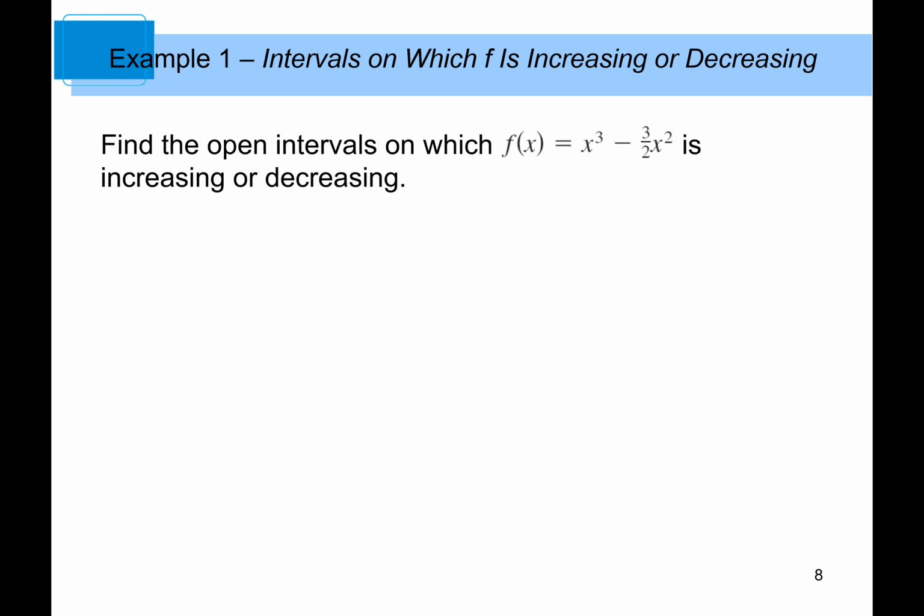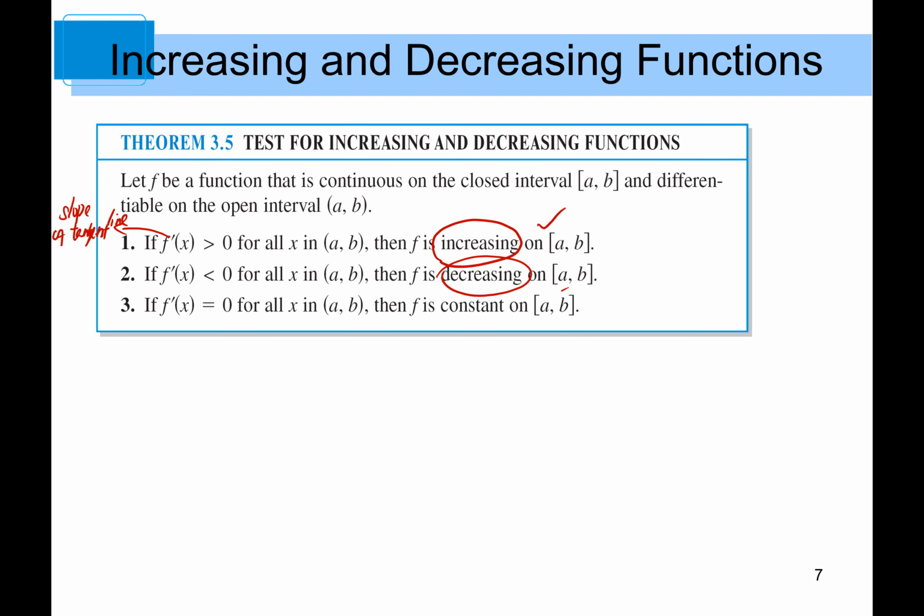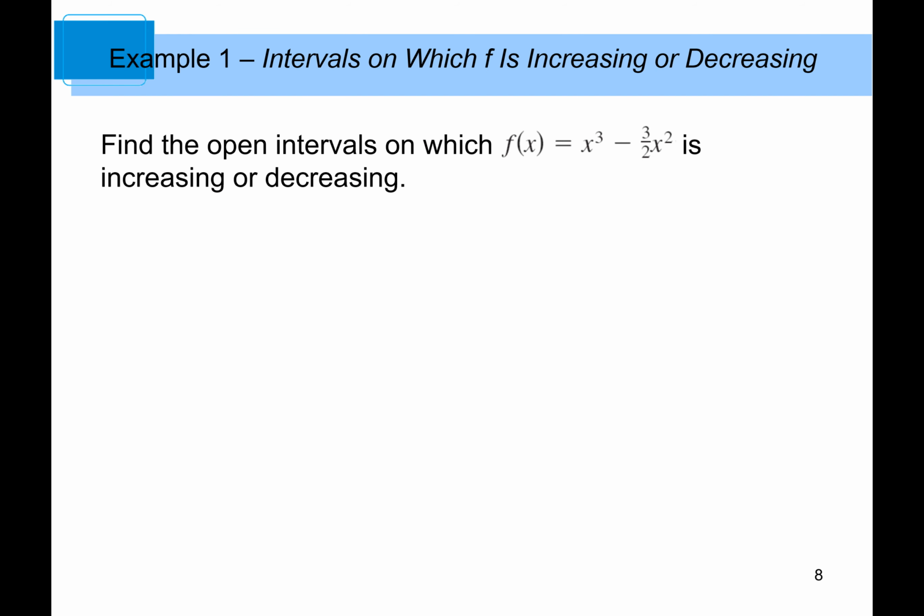Let's take a look at the first example, intervals on which f is increasing or decreasing. Find the open intervals on which f of x equals x cubed minus 3 over 2 x squared is increasing or decreasing. So we're going to apply the test really quick, but before that we have to find the derivative of f of x, f prime of x. Apply the power rule, we get 3x to the 3 minus 1 minus 3 over 2 times 2 times x to the 2 minus 1. So we get 3x squared minus 3x. We factor out 3x, then we get x minus 1.